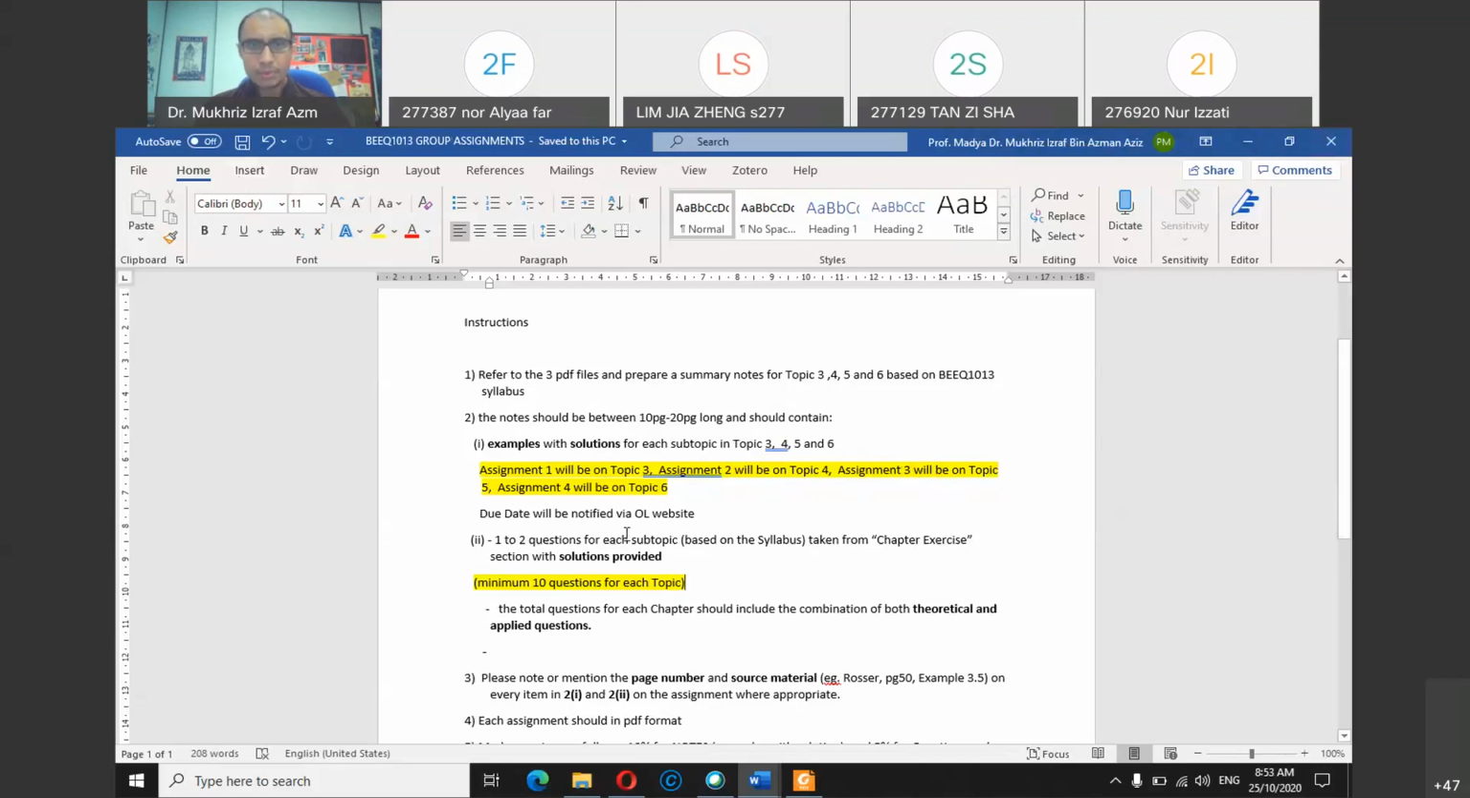So I will re-upload this part: minimum 20 questions for each topic, which applies for the second section for the questions and solutions. Again, I said it will be a combination of theoretical and applied, but I would like to see more applied questions, because that is how you can actually understand the application of mathematics in economics.